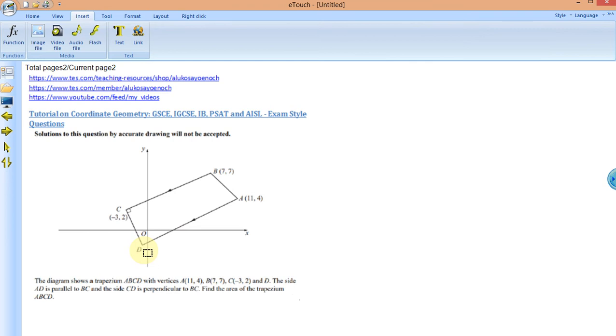Okay, so the first key note here is that we have the coordinates of A and B, and we have the coordinate of C, but we don't have the coordinate of D.